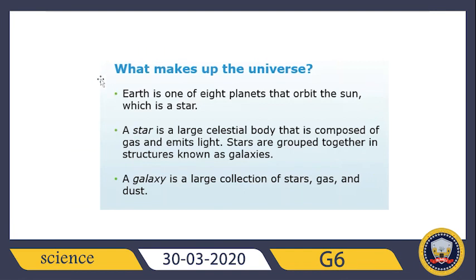So guys, you live on Earth, which is one of 8 planets that orbit the sun. As you probably know, the sun is a star, and a star is a large body that is composed of gas and emits light. Stars are grouped together in structures known as galaxies. A galaxy is a large collection of stars, gas and dust.